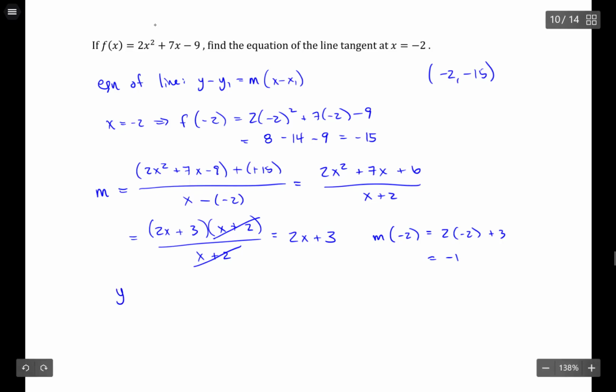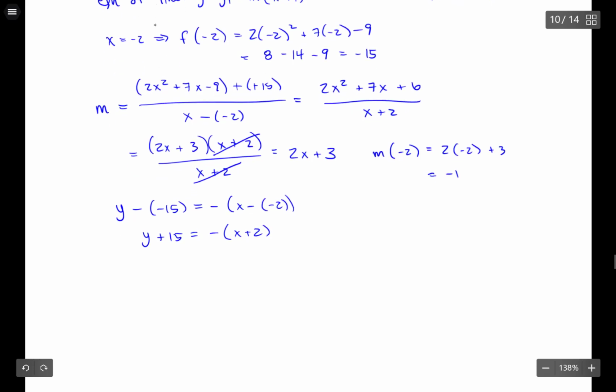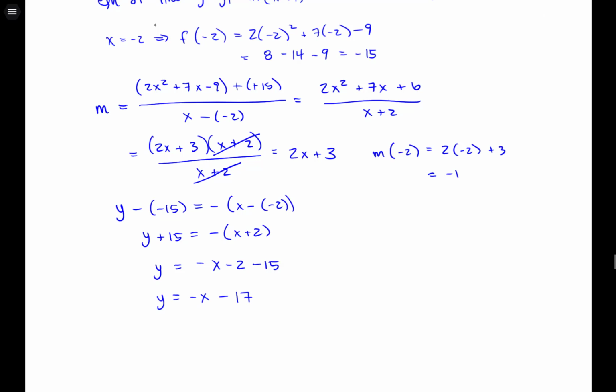So the equation of my tangent line, y minus negative 15 equals negative 1 times x minus negative 2, or y plus 15 equals negative x minus 2, and y equals negative x minus 2, minus another 15, so y equals negative x minus 17. And there's the equation of the line tangent to the curve. Certainly we're going to come up with means of doing this sort of thing much easier in the near future, but for now that's really all we have.